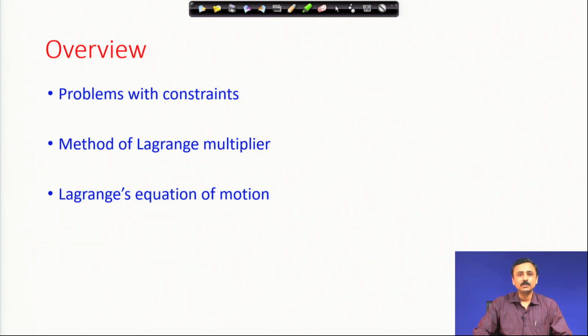In very many problems we have constraints which cannot be replaced. That means, I cannot reduce the dimension of the system further, because it may be because the constraints are non-integrable, they involve the rates of the coordinates. It may also be because it may lead to a complicated Lagrangian. Therefore, in such situations we have to deal with the constraints separately.